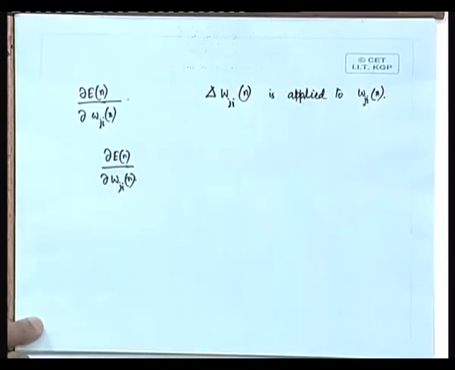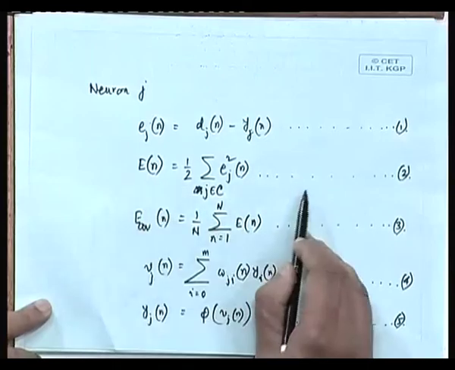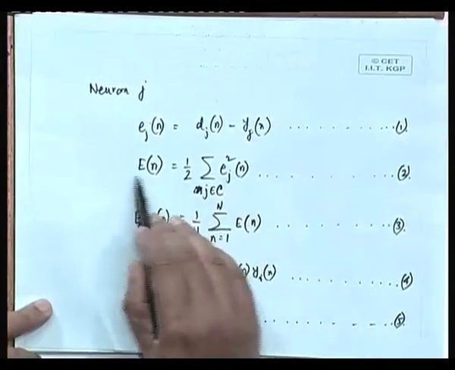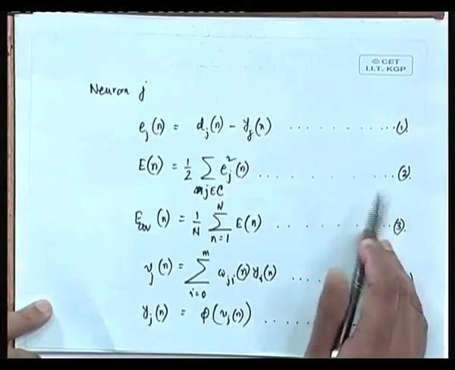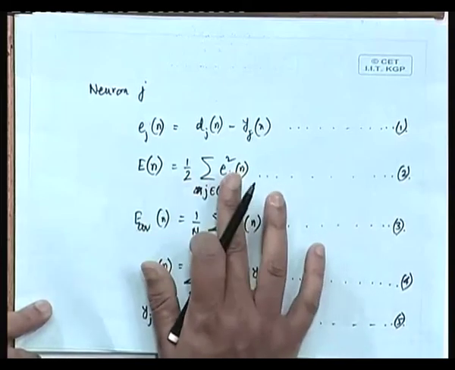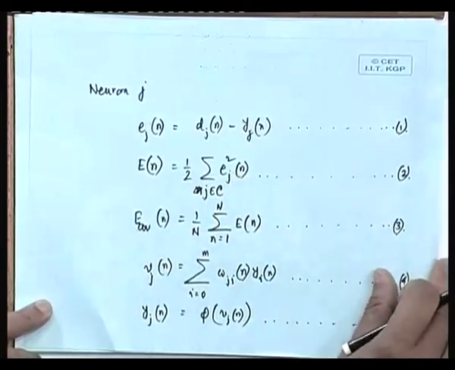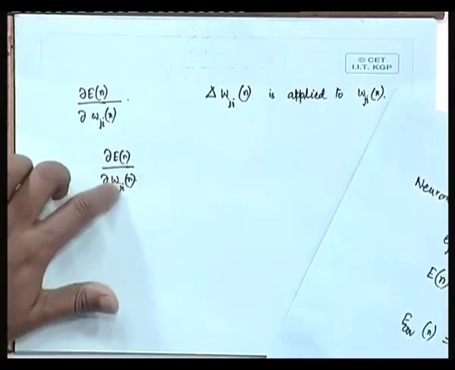Let us again go back to this expression and understand where we are going to calculate this. If we are getting this, we will have to apply it to equation 2 very directly. But in equation 2 we find that everything is written in terms of e_j squared, whereas we would like to get the derivative in terms of w_ji.